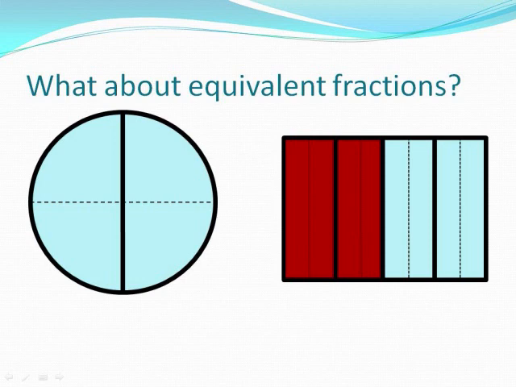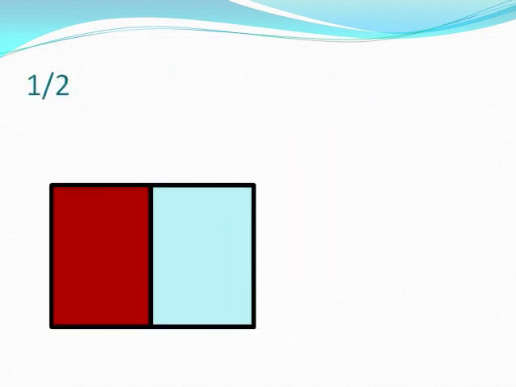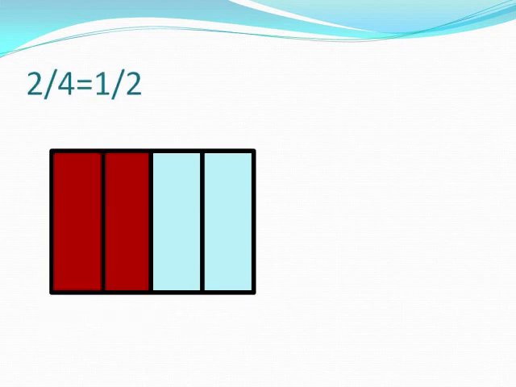These are equivalent fractions. The rectangle shown here is divided into halves. Notice one of the halves is red and the other half is blue. Each color represents 1/2 of the rectangle.